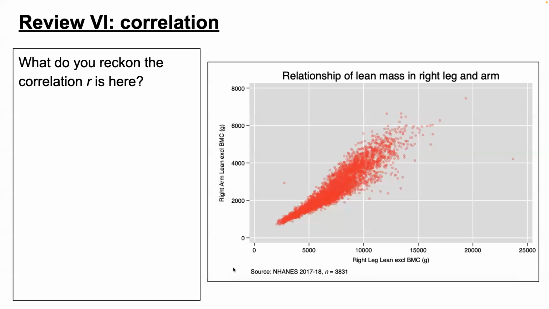Okay, someone in the chat has an answer. Let's see. Almost 1.9 people in the room. Feeling good about those answers? Yep, great. 0.9 and close to 1 would be great answers here.